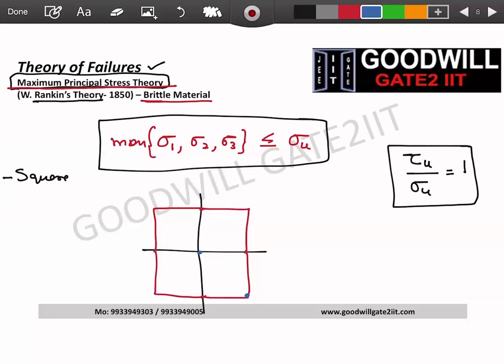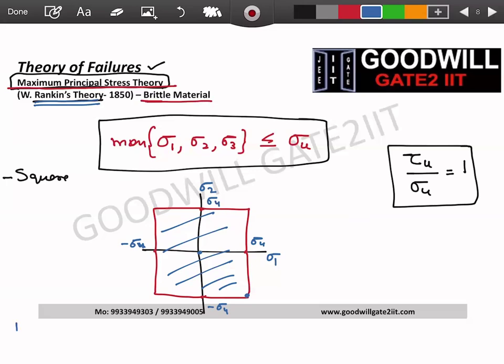Don't forget these are nothing but your stresses. And you have plus ultimate stress, minus ultimate stress, plus ultimate, minus ultimate. Anywhere you are inside this zone, as per Rankine, you have a safer design. Anything outside, you have a design which will fail.